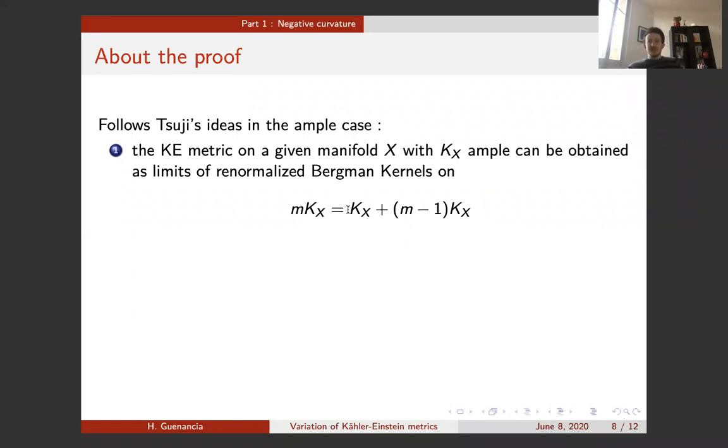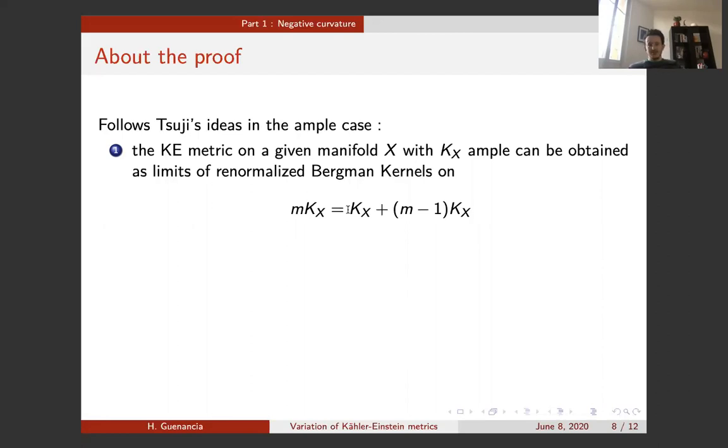Okay, so that's for m equals 1. And then you want to construct a metric for m equals 2, so on 2K_X. And for that, you write 2K_X equals K_X plus K_X. And you consider the Bergman kernel of the adjoint bundle K_X plus K_X, where you endow the second K_X with the previous metric that you had on K_X.